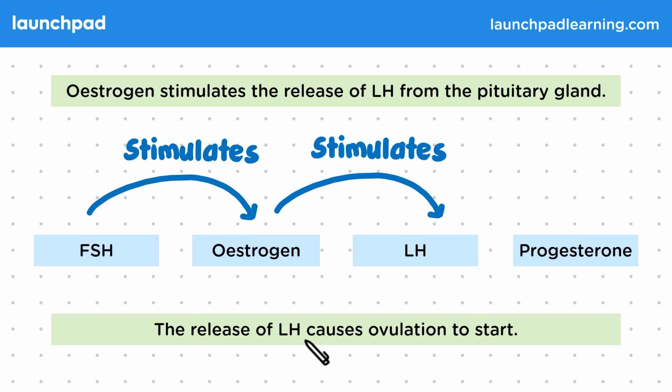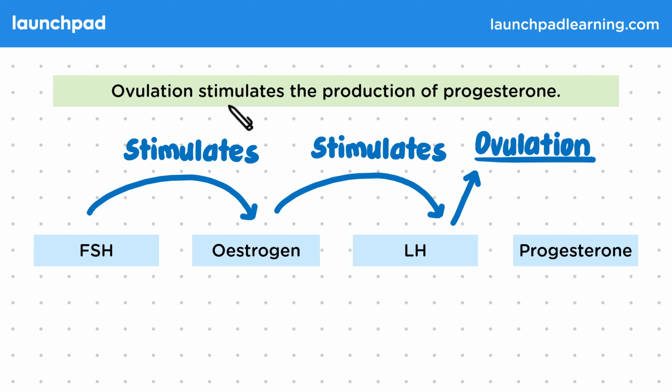The release of LH causes ovulation to start. Remember that ovulation is the release of the egg into the fallopian tube from the ovary. Ovulation stimulates the production of progesterone. So this means that progesterone is the last of the 4 hormones to start increasing.